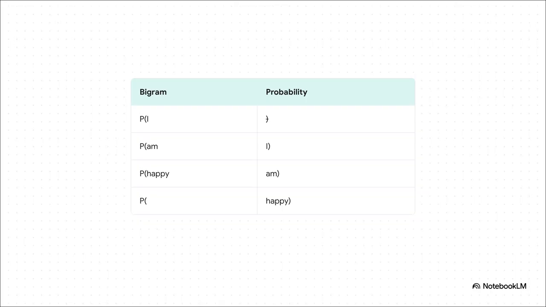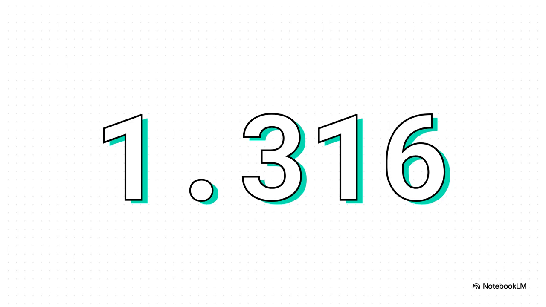Let's see this in action with a success story first. We give our model a test sentence. I am happy. Now, our model looks at its training data and goes, okay, have I seen I at the start of a sentence? Yep. Have I seen am after I? Yep. Happy after am? Yep. It's seen all these pairs before. So for every single bigram in this sentence, it can calculate a real, non-zero probability. And when you take all those probabilities and plug them into the perplexity formula, don't worry about the exact math right now. You get a really low number, 1.316. This is fantastic. This is our dashboard telling us the engine is running smoothly. Our model was not surprised by this sentence at all. It handled it with high confidence.